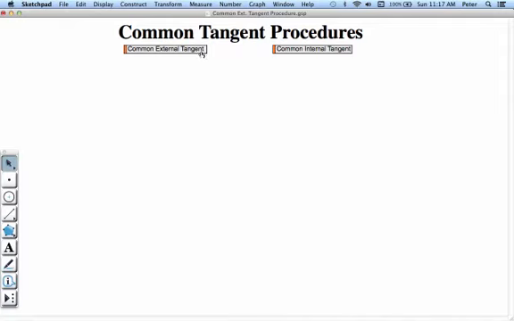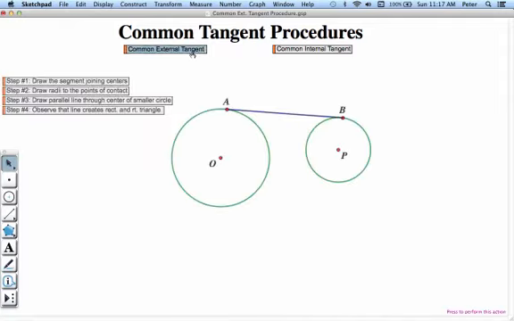You get the idea. Let's first take a look at the simpler of the two, which is the common external tangent. Now, you recall an external tangent does not cross the line connecting the centers of the two circles. It doesn't pass between them. So AB would be a common external tangent of circles O and P.